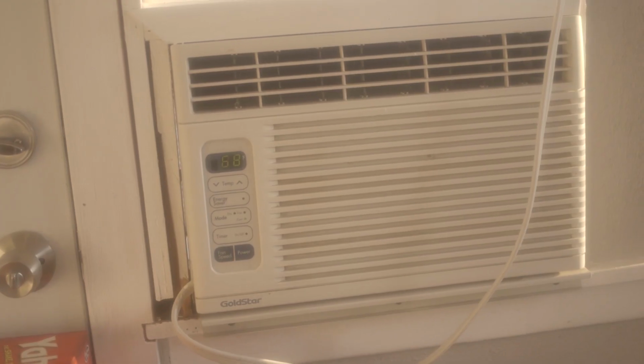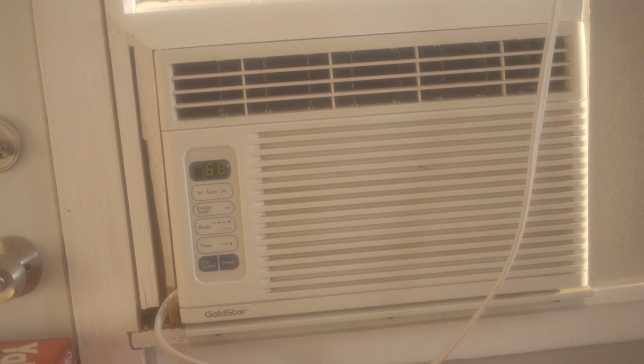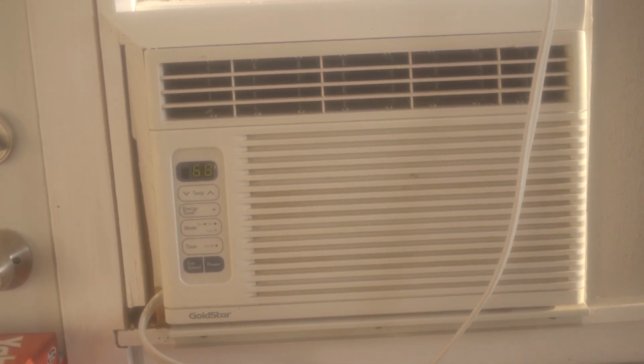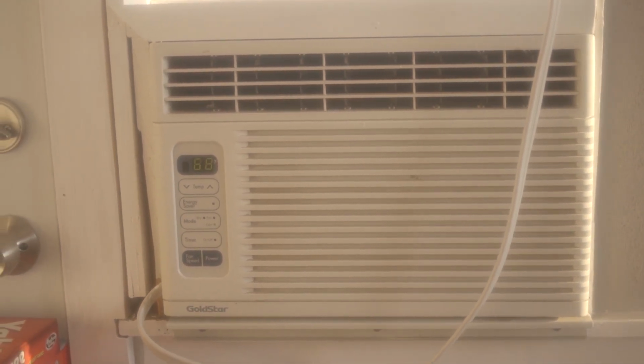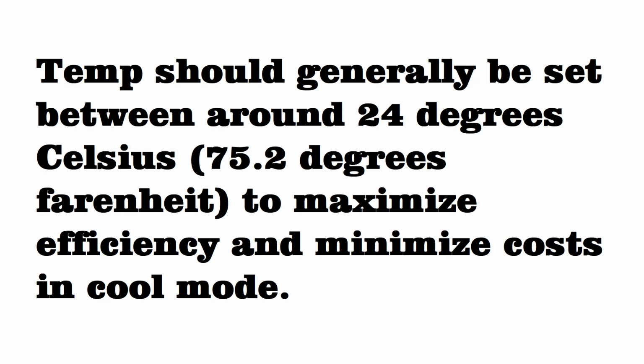Otherwise, you might be aware that when it comes to cool mode, you have to set the temperature around 24 degrees Celsius to maximize efficiency and minimize cost. So on a general note, if you want to optimize your energy savings and you want to use the cool mode, the best value is around 24 degrees Celsius for the best effect.